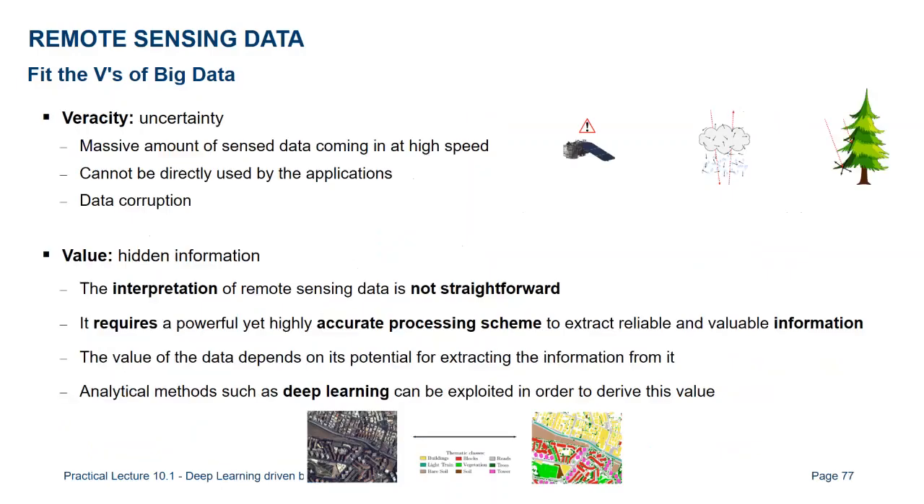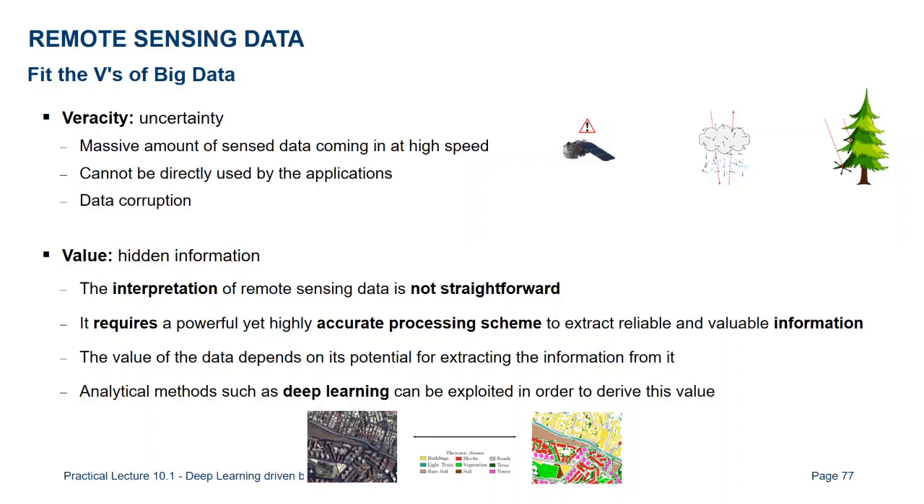Two other important V's are veracity and value. Veracity means that the data you get might be corrupted, right? You don't know exactly what happened, for instance, in the interaction with the atmosphere. So you need to consider that there might be outliers, and you cannot use the data straight away. If you remember, there was this pre-processing step that you need to consider whenever you want to apply machine learning or deep learning models. So this is something that you always need to consider.